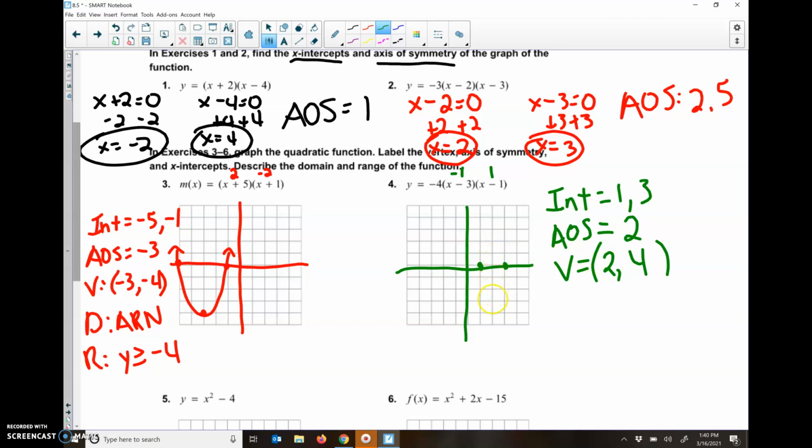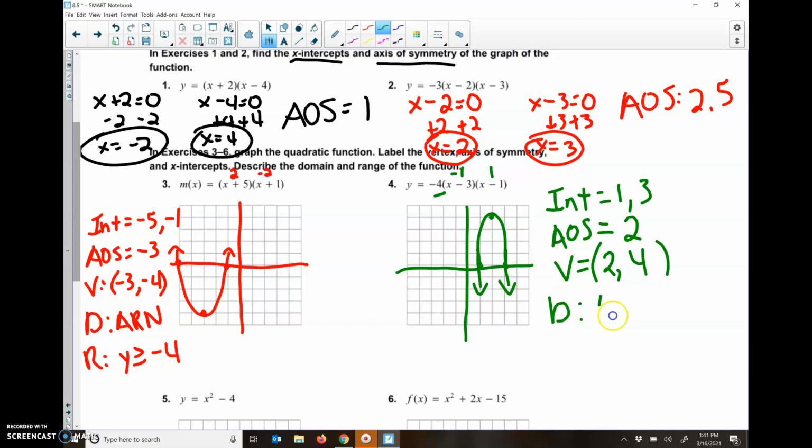So 1, 2, 3, 4. So as you can tell here, this one's going to be a pretty skinny graph. And that's because of that 4 on the outside. Oop, except it's (2, positive 4). So it's going to be 1, 2, 3, 4 up there. Make sure you pay attention to your signs, like I was not. So a pretty skinny graph then there because of the stretch of 4.